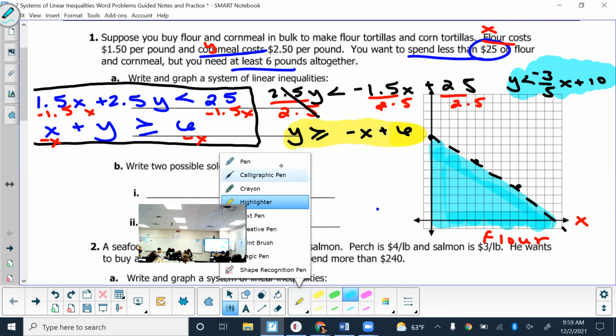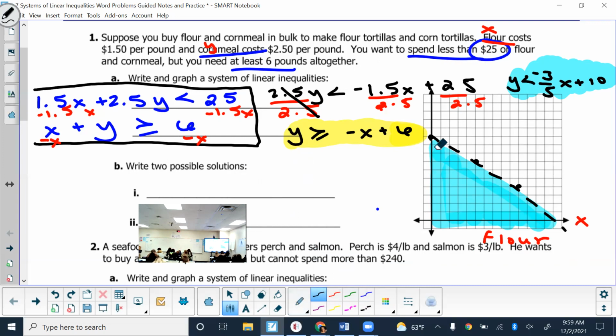All right, then graph your other one. So that y-intercept is 6. And that slope is what? -1, so going down 1 to the right 1. Down 1 to the right 1. And will that one be a solid line or a dashed line? Solid. And then is this one shaded above or below? Above.